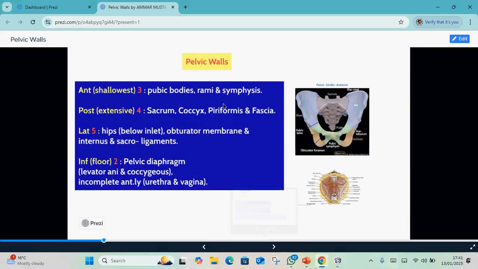We said there are three main components of the anterior pelvic wall: the pubic bones, the rami, and the symphysis. In the posterior wall, we said there is the sacrum, the coccyx, piriformis muscle, and fascia. In the lateral wall, we said there are the hip bones, obturator membrane, obturator internus muscle, and sacral ligaments, sacrotuberous and sacrospinous ligaments. And we said the inferior wall or the pelvic diaphragm is formed mainly by the levator ani muscles and the coccygeus.